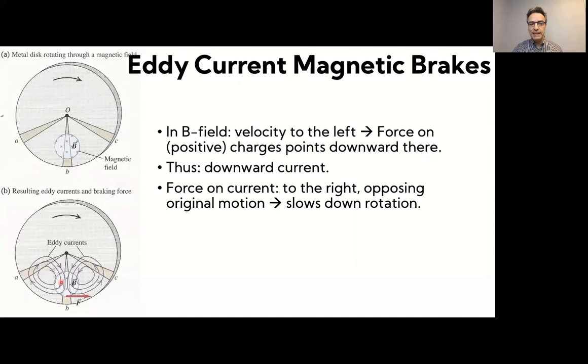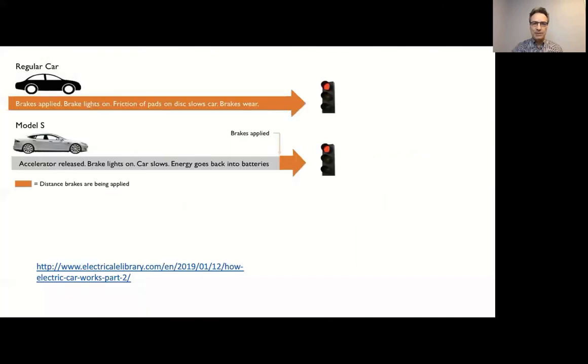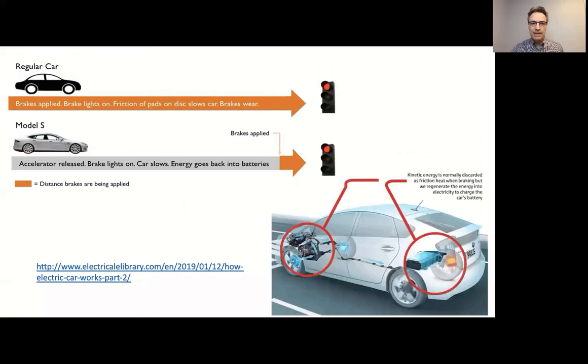You don't need to be in contact with your brakes, so you can actually use magnetic braking without causing any wear and tear on your brakes. And so it's often used in hybrid cars and in electric cars. A big advantage: in a regular car, you have to stop, you have to apply the brakes, and essentially it's friction on the pads on the disc that slow the car down. So it's kinetic energy that gets transformed into heat, and your brakes actually wear.